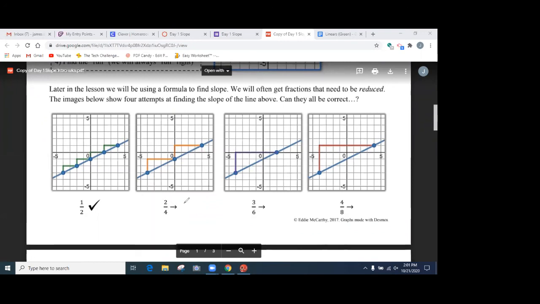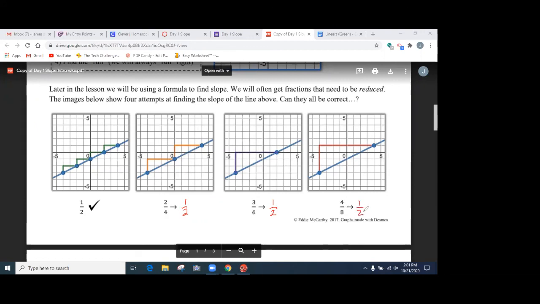So if I put this in the calculator, it would reduce to 1/2 because these are still the same lines, even though I went from different points. Does that kind of make sense? If I go from even different points, it's still the same line. We get 3/6, that reduces to 1/2. We get 4/8, that reduces to 1/2. Do y'all kind of see what we're talking about there?